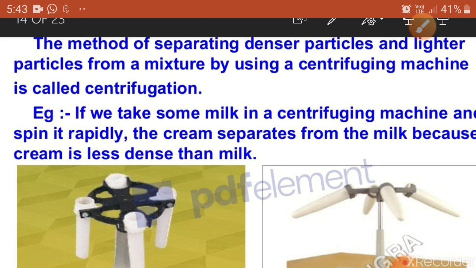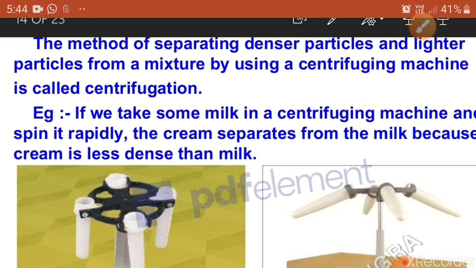Also, a common use is in your washing machine, when you have to separate the water from the clothes. There is one function in the washing machine, that is spin. When the washing machine spins those clothes, the water gets separated from the clothes. So these are the applications of the centrifugation process.